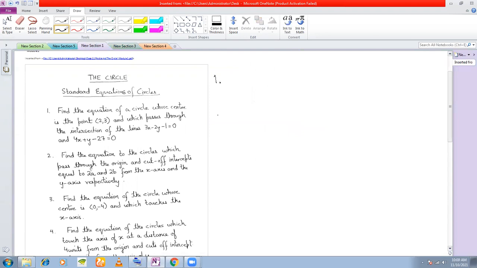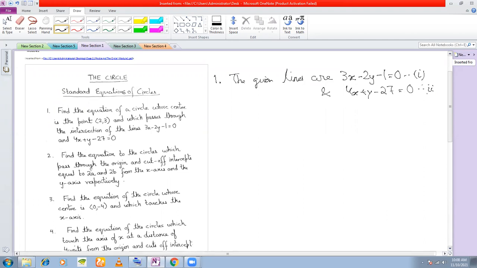Question number 1. Find the equation of a circle whose center is the point 2, 3 and which passes through the intersection of the lines. So the given lines are, this circle passes through the intersection of these two lines. 3x minus 2y minus 1 is equal to 0. Let's call this 1. And 4x plus y minus 27 is equal to 0. Okay. This circle, the center of the circle is given to you. Okay. And this circle also passes through the point of intersection.